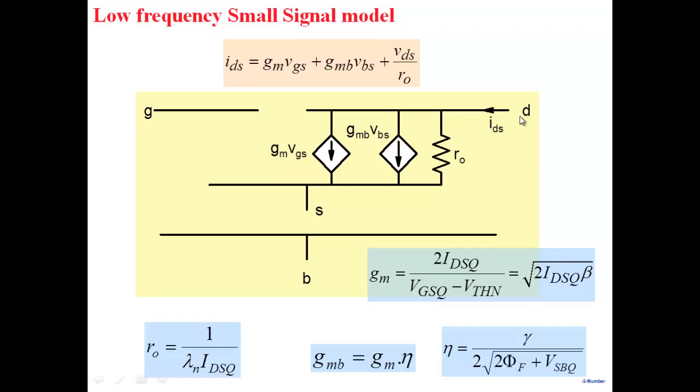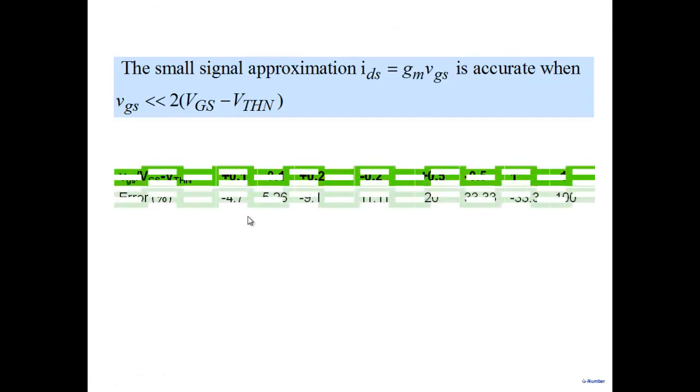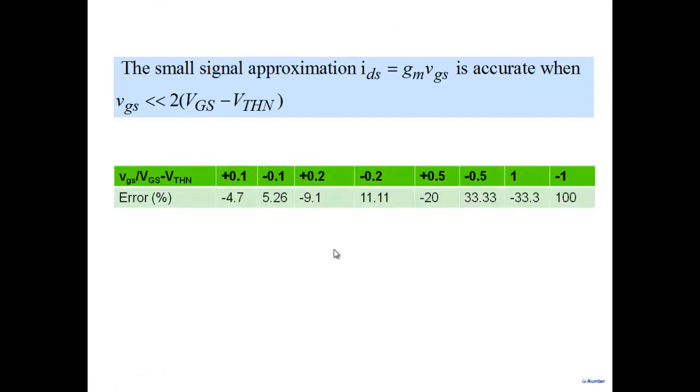So in the saturation region, the drain current is not a very strong function of gate to source voltage, in the sense that the nonlinearity is not very strong. It's only quadratic. As a result, we can apply a larger voltage here. A small signal voltage can be larger and still not have so much error.